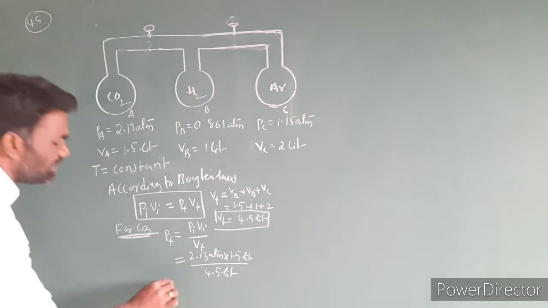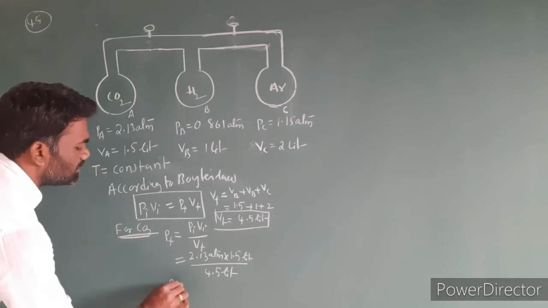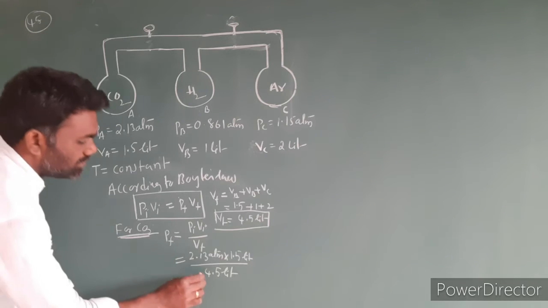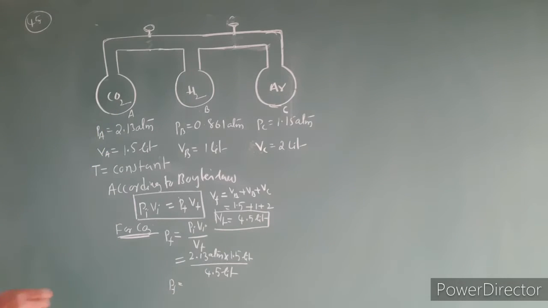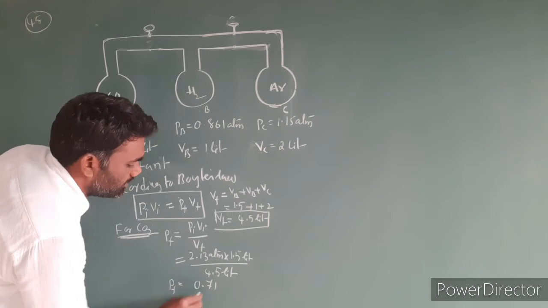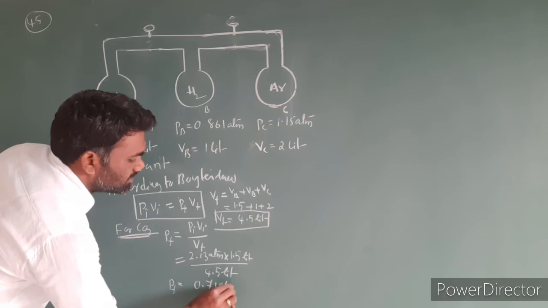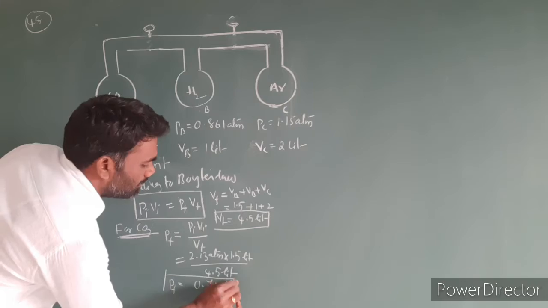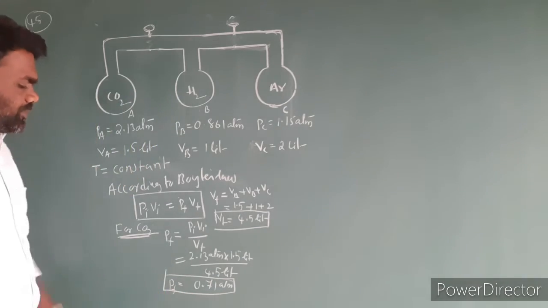So the final pressure of carbon dioxide gas is equal to 2.13 into 1.5 by 4.5. You will get 0.71 atmospheres. So this is the pressure of CO2.